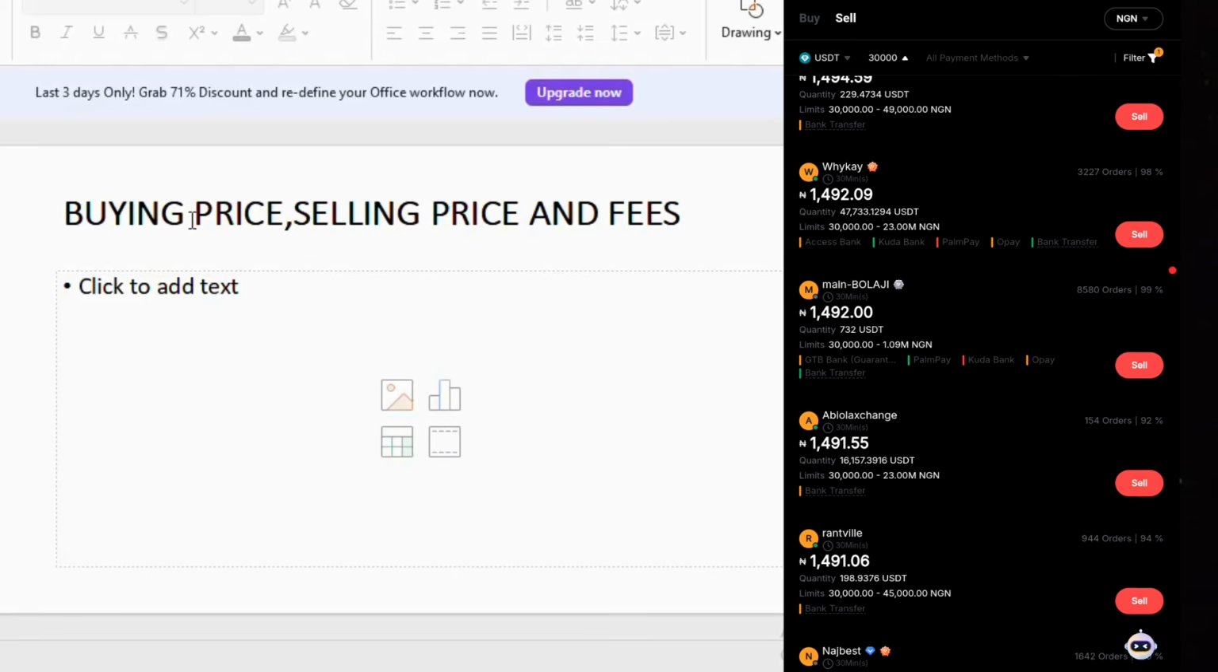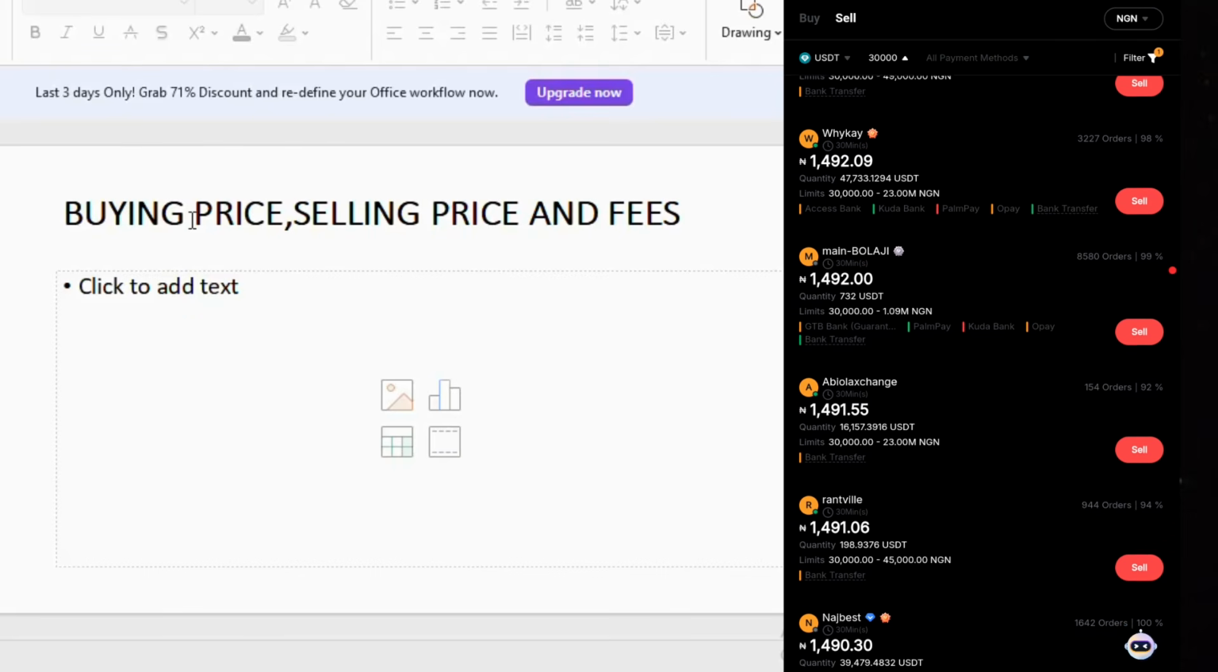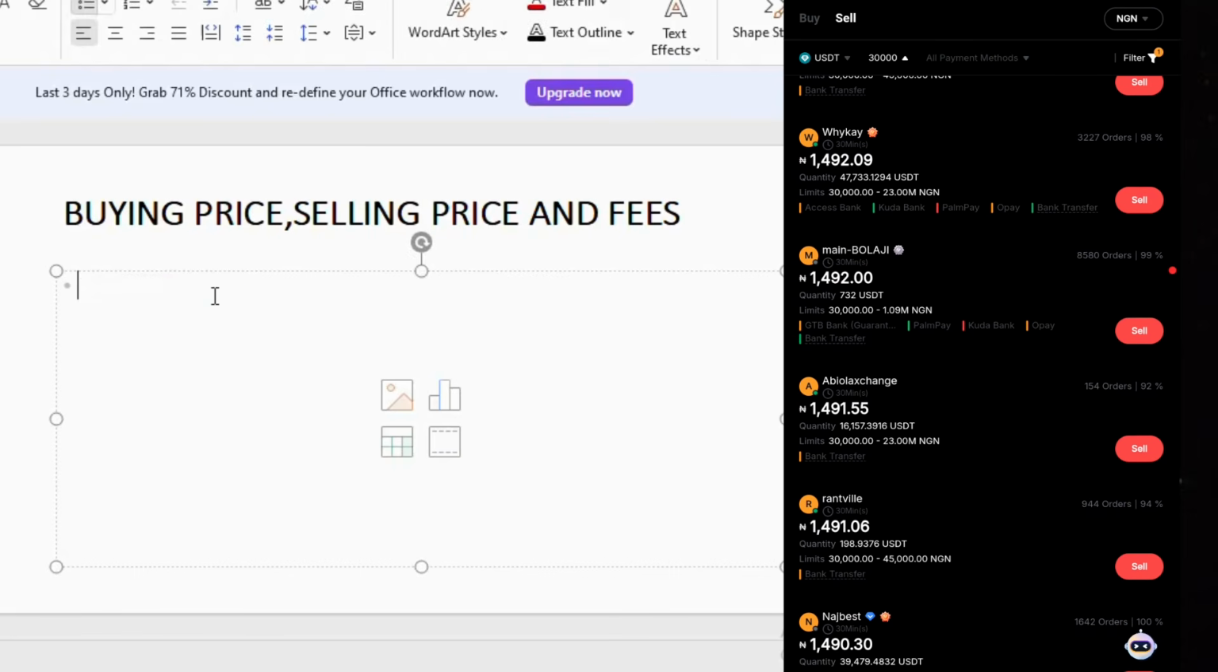So our buying price today is 1492.09. I'm going to come here and write buying price, 1492.09. So this is our buying price. At the end of the day, you have purchased this whole amount.